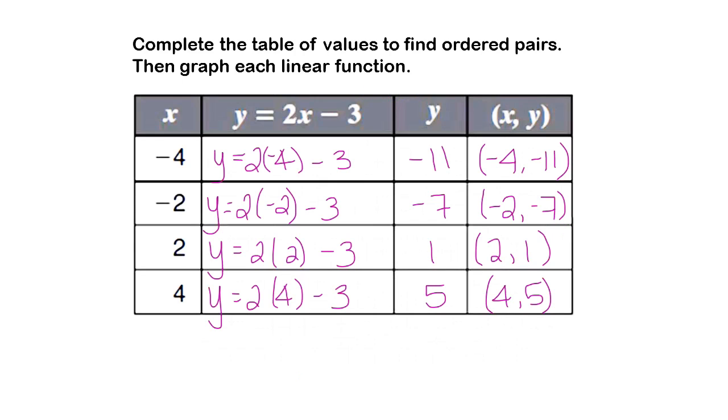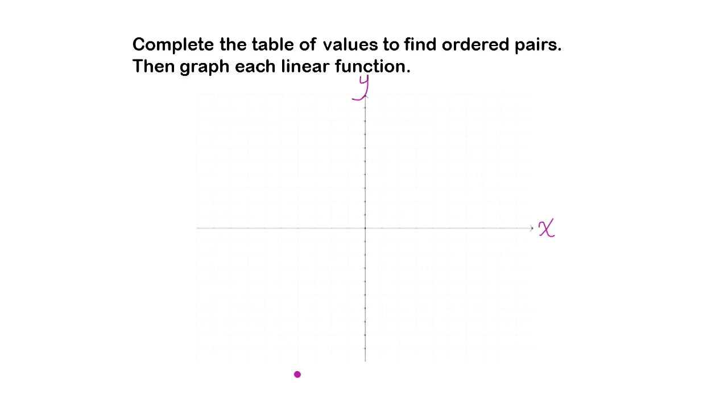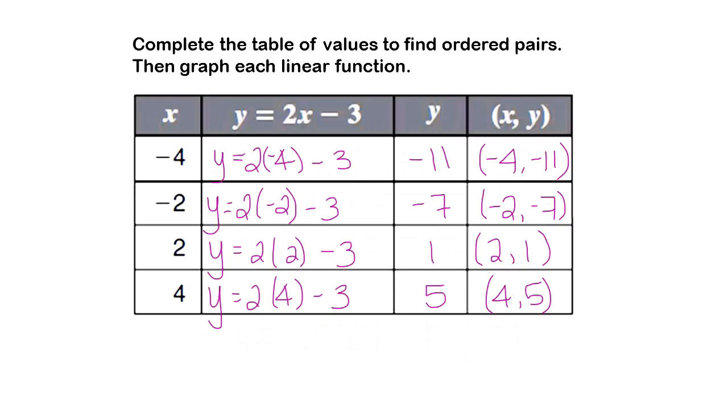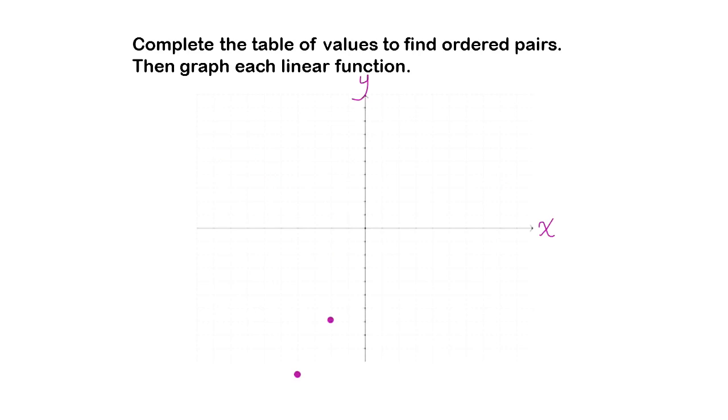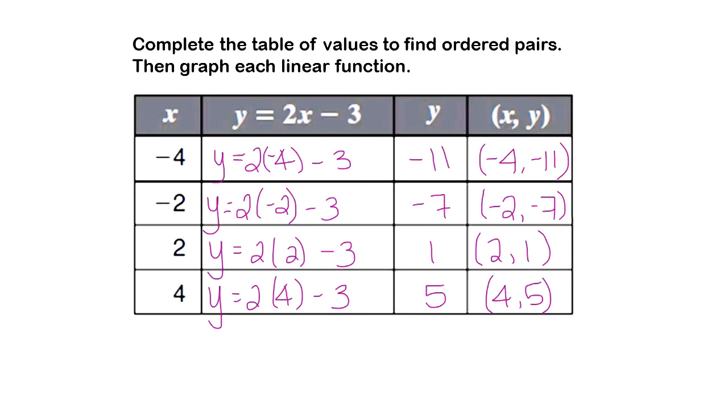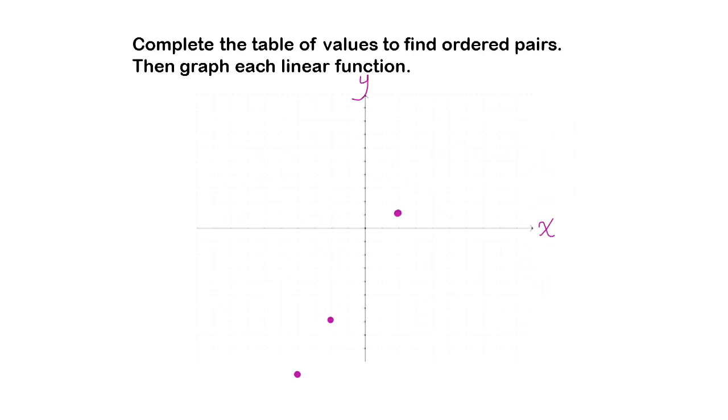Then we have, what else? Negative 2, negative 7. So negative 2, negative 7. Here. And then we have 2, 1. Now it's a positive 2. So on the x-axis, we're going to the right 2. And then y is positive 1, meaning we're going up 1. And then the last point would be at 4, 5. So going to the right 4 and then up 5.